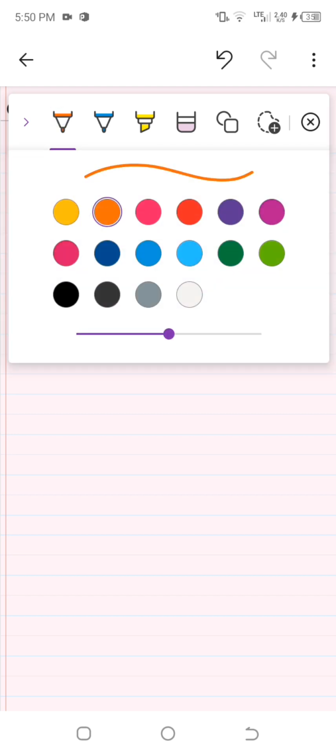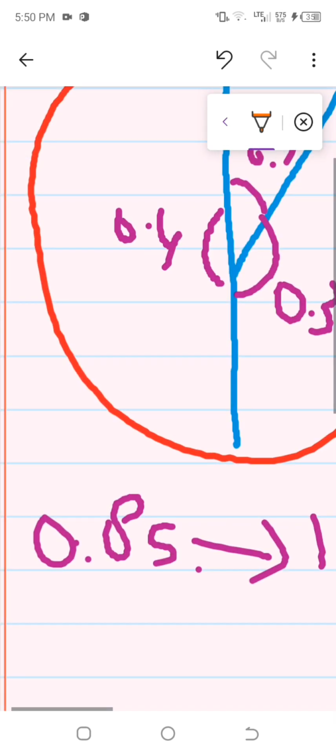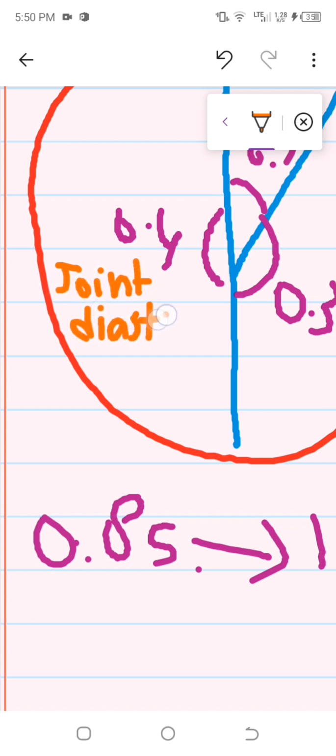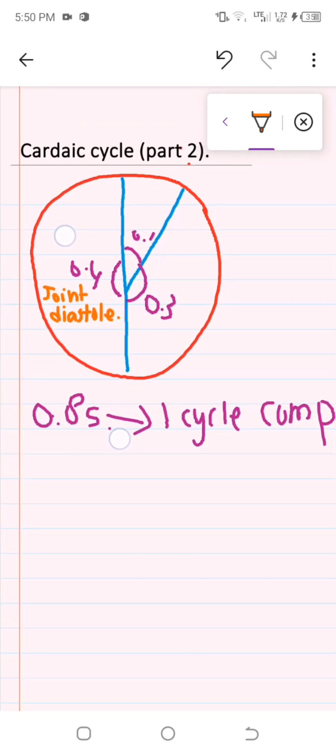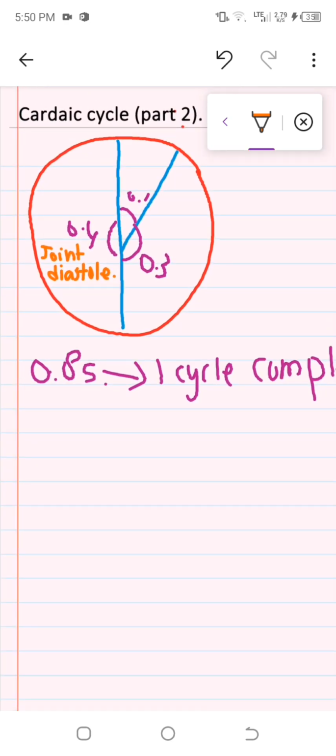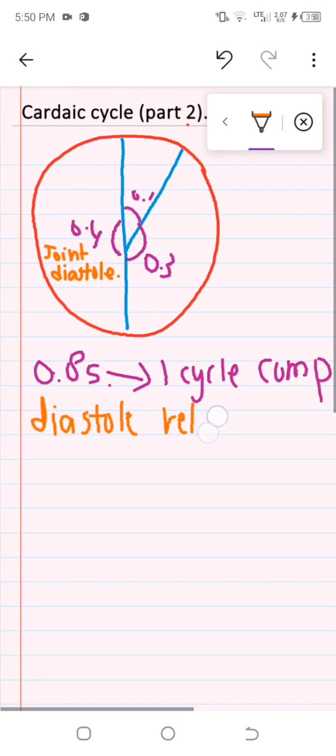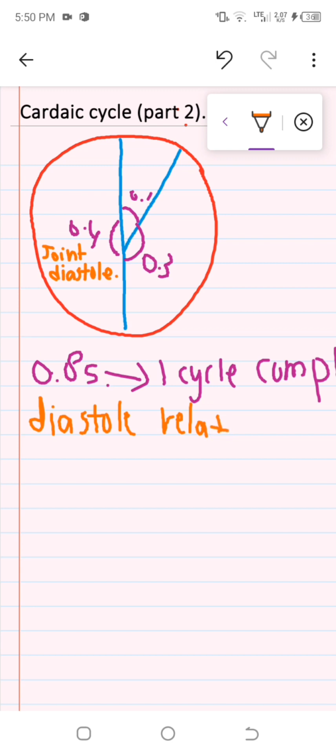First of all, here you can see we have joint diastole. What is joint diastole? Let me tell you. The word diastole simply means relax. So joint diastole means both the atria and the ventricles will be relaxed. Okay, how?